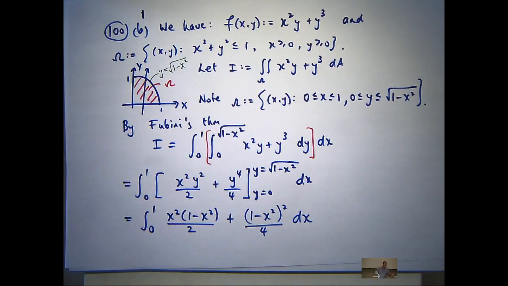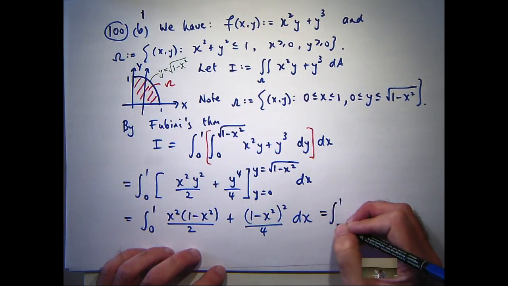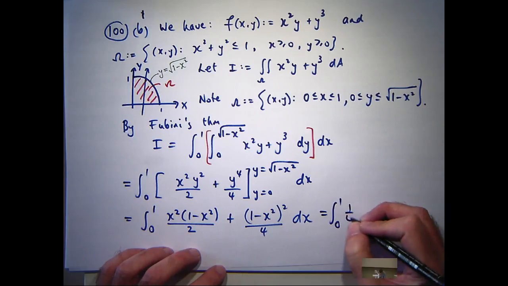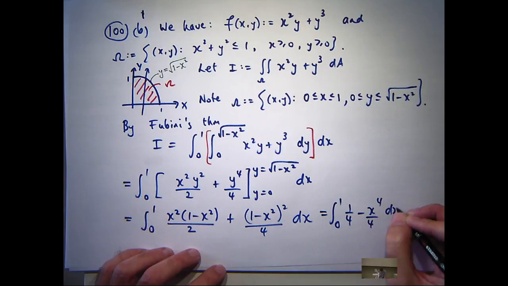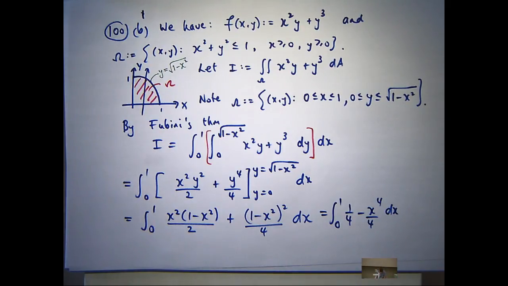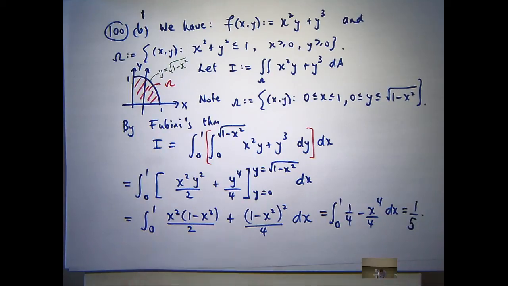So all I need to do now is expand the brackets and simplify it in some way. And all I've got now is a single integral. Okay, so according to my calcs, after the simplification, you'll get something like this: 1/4 minus x to the 4th on 4, dx. And if you integrate that, you'll get 1/5.